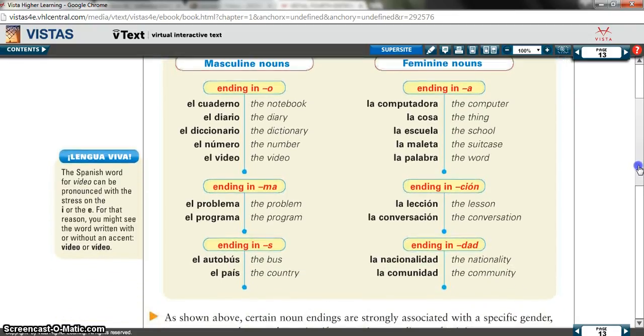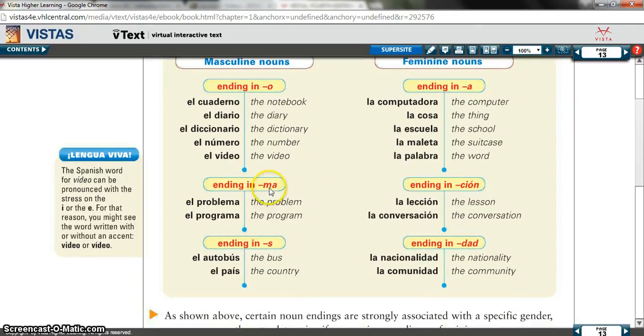Okay, a few other endings that will help you. If a noun ends in ma, like problema or programa, it's going to be masculine. So there's already an exception. So if they end in a, they tend to be feminine, but if they end in ma, they're masculine. Okay? And then nouns that end in sion. We have a lot of these words in English that end in tion or even sion. In Spanish, they end in cion, and there's always an accent mark on that o. So if you see that ending on a noun, you know it's going to be feminine. La lección, la conversación, la comunicación.